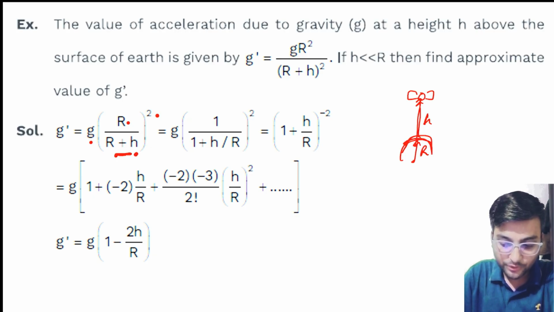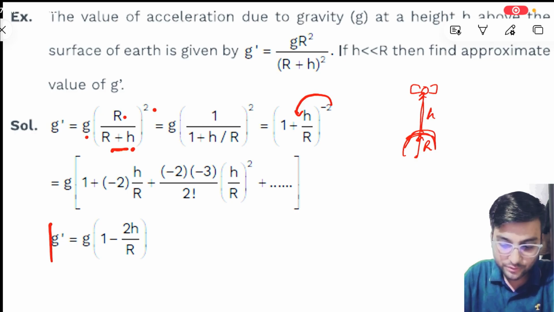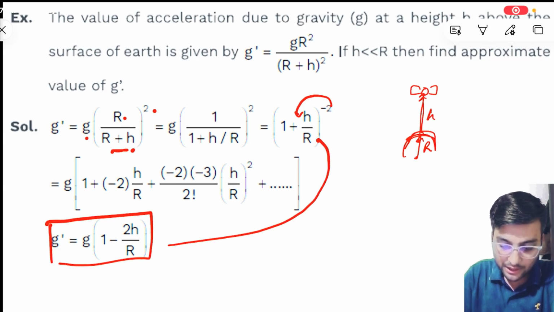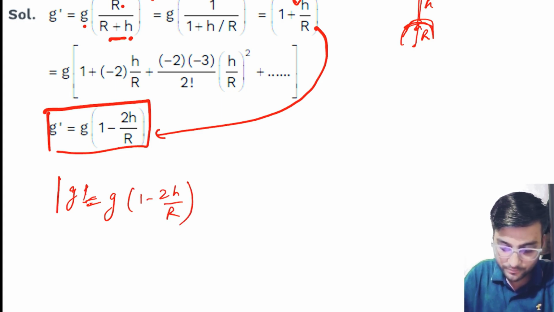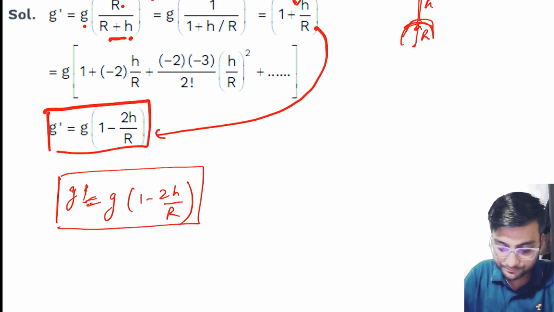At this point I take r common. After taking common, we get this value, then the power 2 is multiplied and becomes the same. So we can say that g dash is equal to how much? g into (1 minus 2h by r). This is the value. Clear to all of you? This is a simple value.